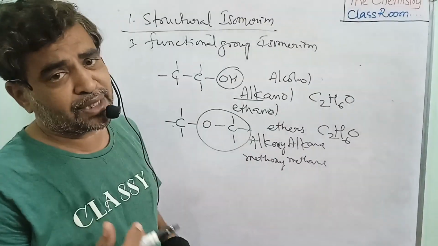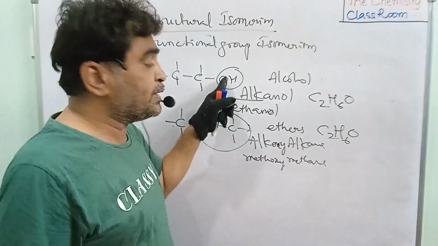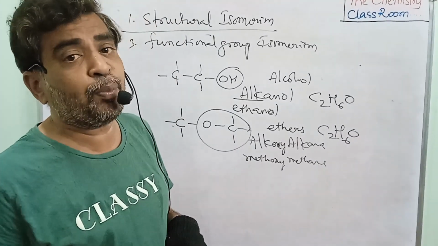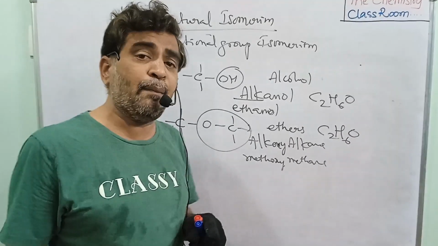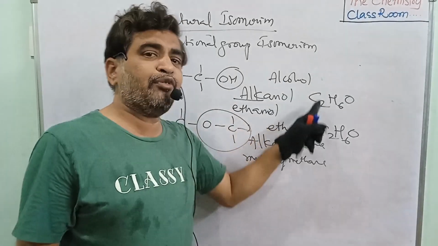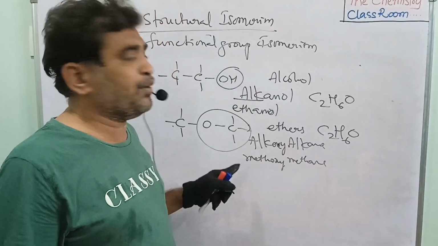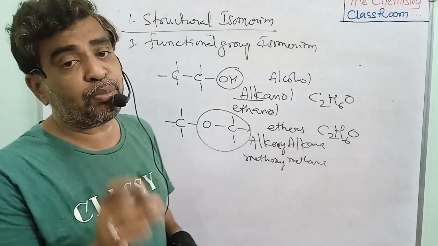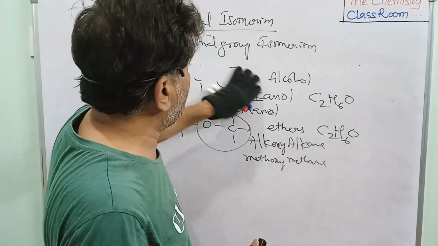C2H6O and C2H6O. But what do they differ in? They differ in the functional group. In the first compound, the functional group is alcohol. In the second compound, the functional group is ether. So their molecular formula is the same, but they differ in the functional group. That's why it is called functional group isomerism. So, one more example we give.